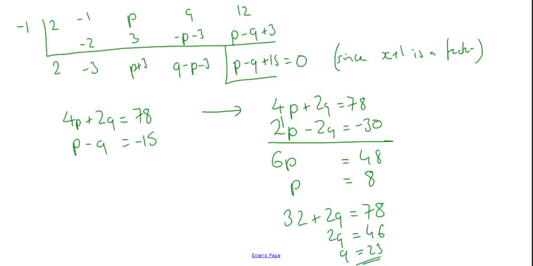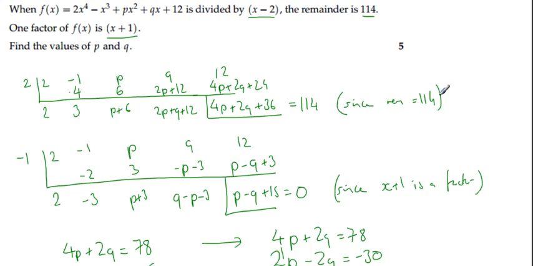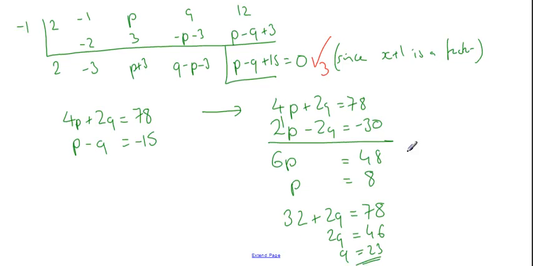Okay, I'm marking now. So working our way back from the top here: the first mark for setting up the equation, the second for running through and setting it equal to 114, the third for setting this p minus q plus 15 to 0, the fourth for starting to solve your simultaneous equations, and your fifth for p and q.